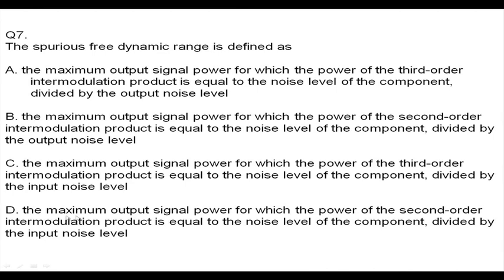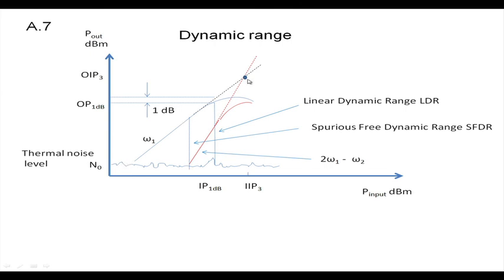And last option is the maximum output signal power for which power of the second order intermodulation product is equal to the noise level divided by input noise level. B and D are almost the same, except the division is by output noise level in one case, input noise level in another case. So, let us try to understand and then we will get it. We draw this picture again: input power, output power, the third order intercept point, and the third order component coming out of the noise level.